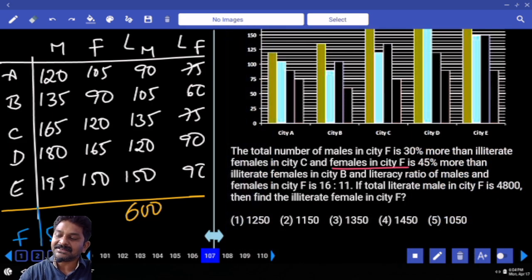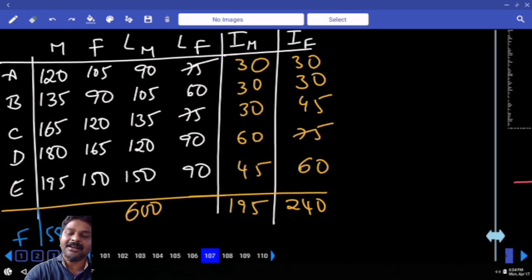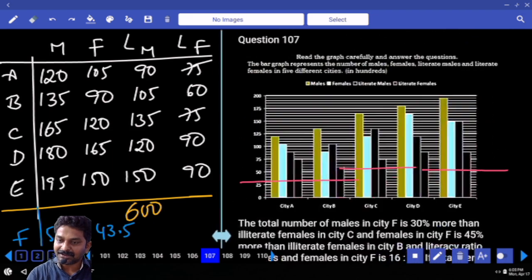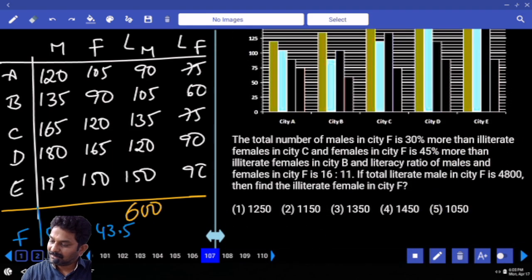Female in city F is 45% more than illiterate female in city B. What percent? Illiterate female in city B is 30. Out of 30 we need to calculate 45%, or 30% of 45 also? For the previous case we calculated it, which is 13.5. 30 plus 13.5 is 43.5. These many female are there, correct? Next.